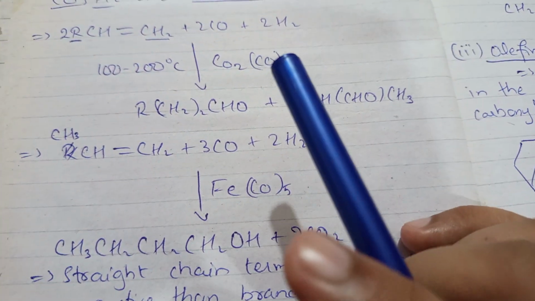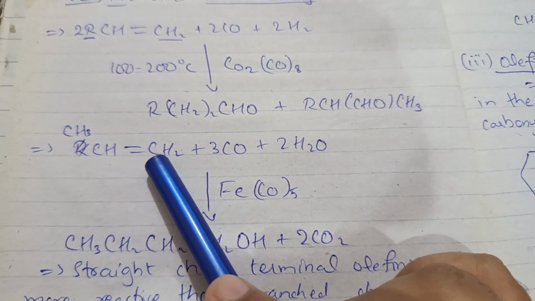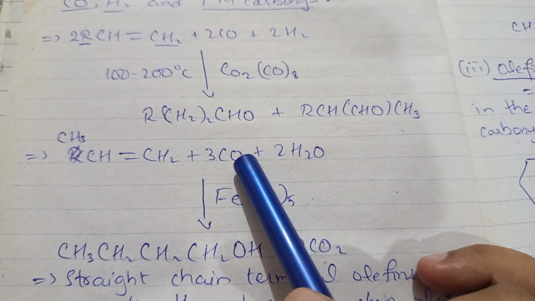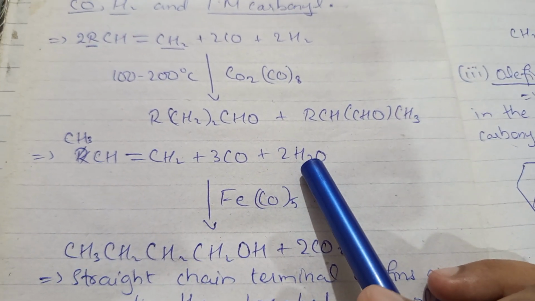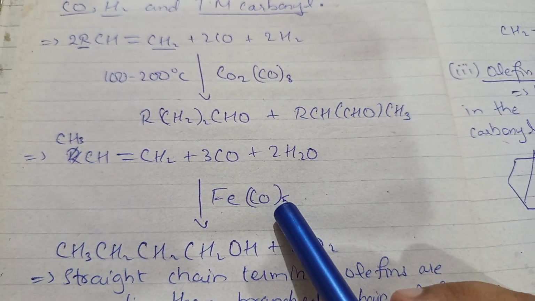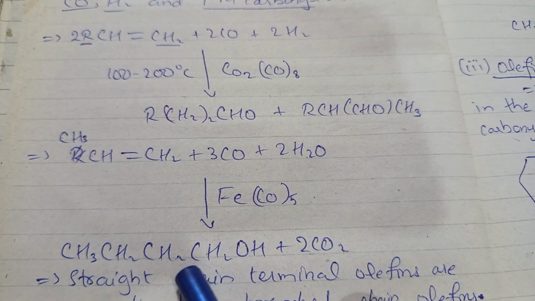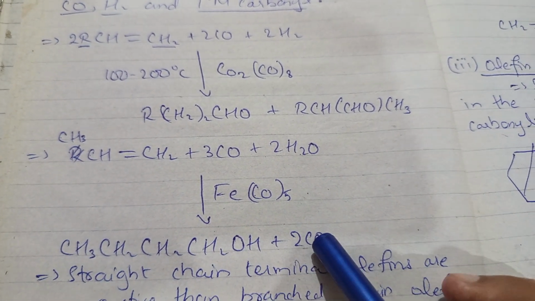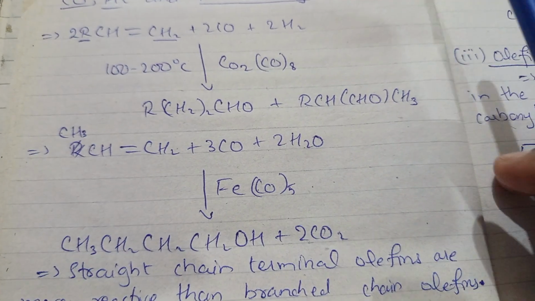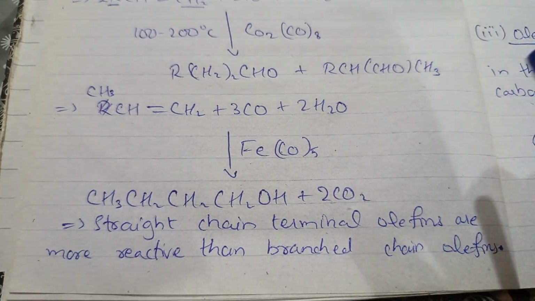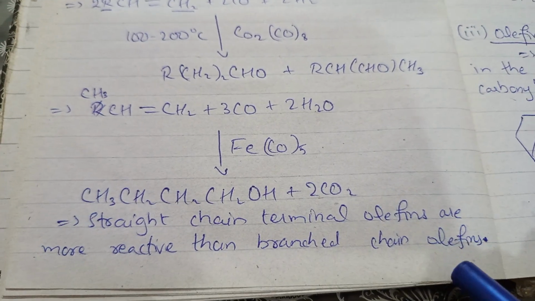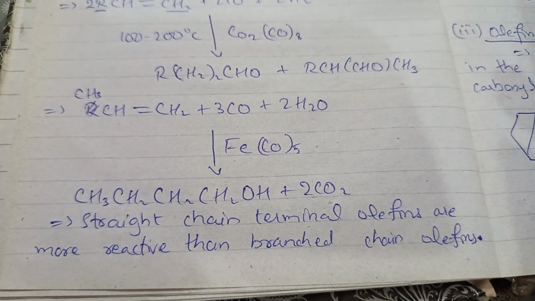Similarly, we have another reaction. You can see that here we have alkene. When it reacts with 3CO and 2H2O in the presence of Fe(CO)5, we can see that an alcohol is obtained along with 2CO2. So straight chain terminal olefins are more reactive than branch chain olefins.